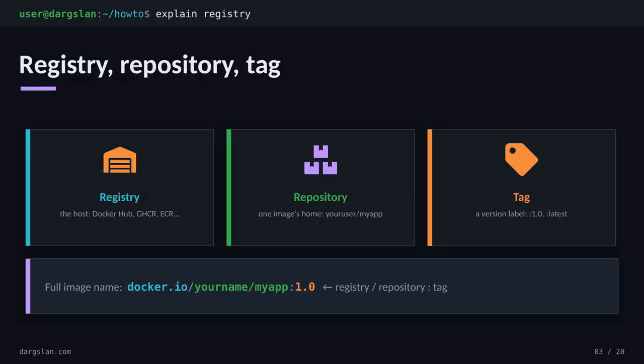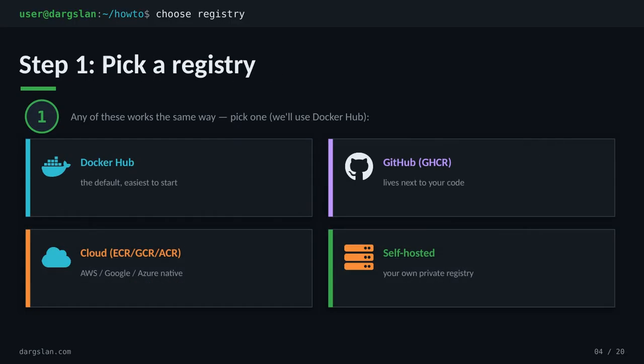Before we push anything, let's get the vocabulary straight, because these three words get mixed up all the time. The registry is the host, the warehouse itself, like Docker Hub, GitHub's GHCR, or AWS ECR. Inside that warehouse, a repository is one specific image's home, usually named after you and your app. And the tag is just a version label, like 1.0 or latest. Put them together and you get the full address, docker.io/yourname/myapp:1.0: registry, repository, tag.